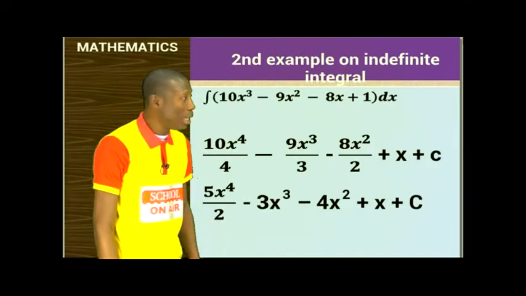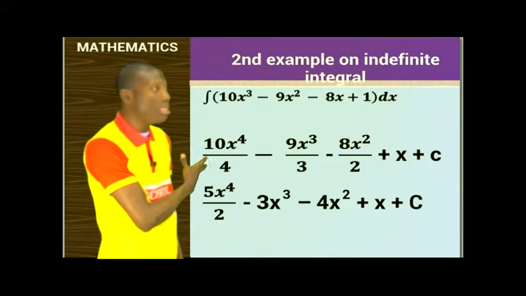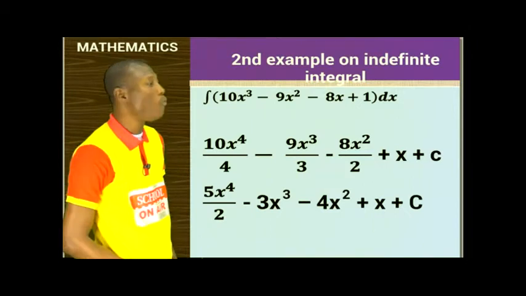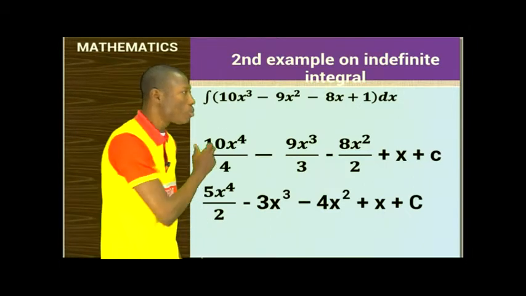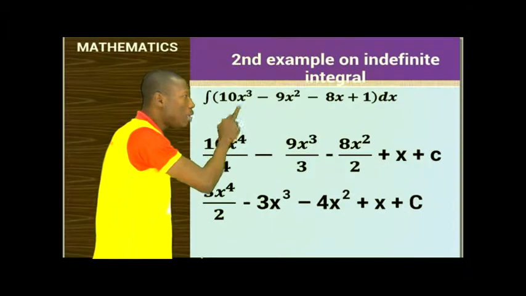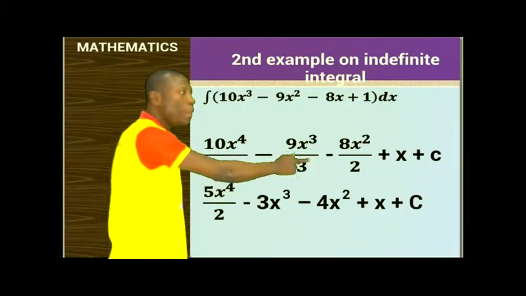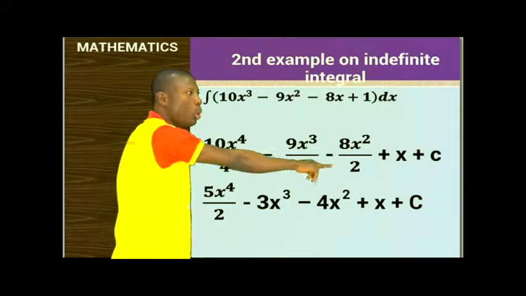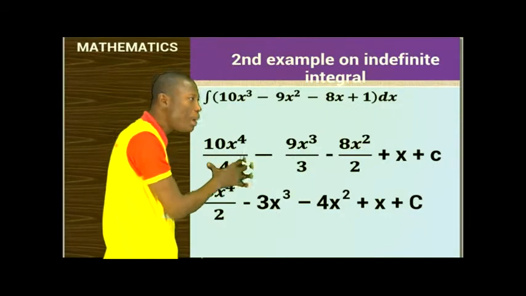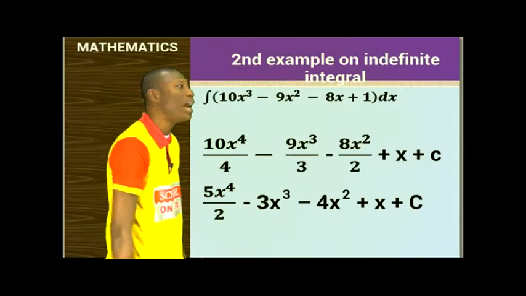Now this is the second example. I have another example. This is also an example of an indefinite integral. So in this place, if I integrate, I have 10x all over 4 minus 9x cubed all over 3 minus 8x squared all over 2 plus x plus c. Then if I break it down, I have this as my final answer.